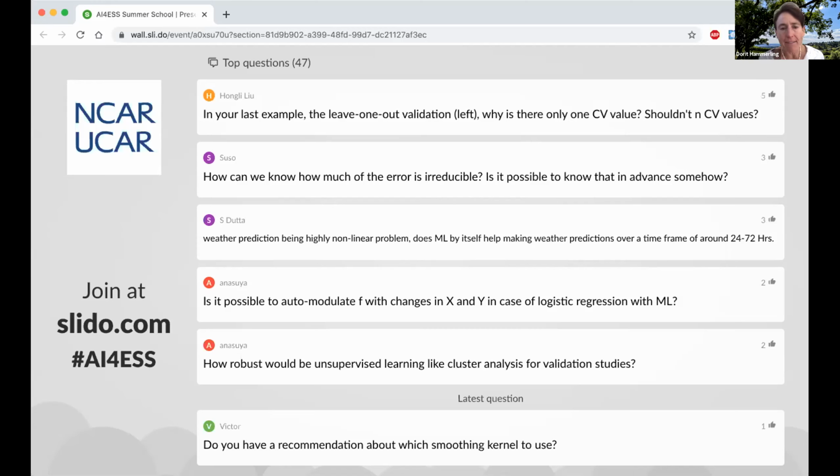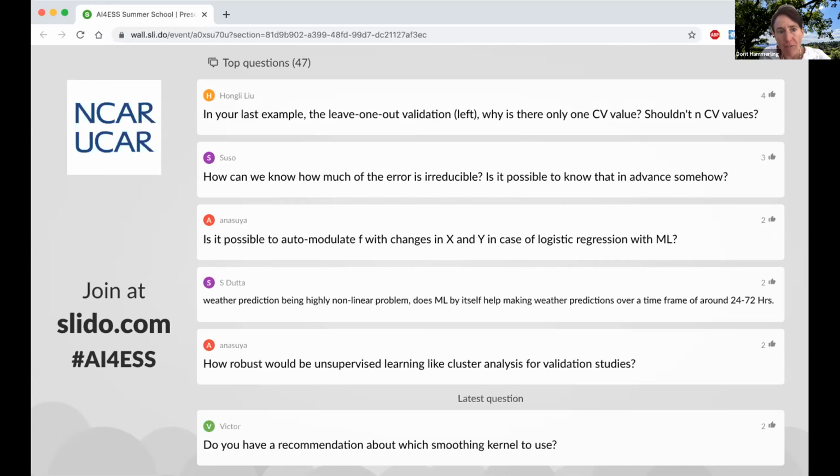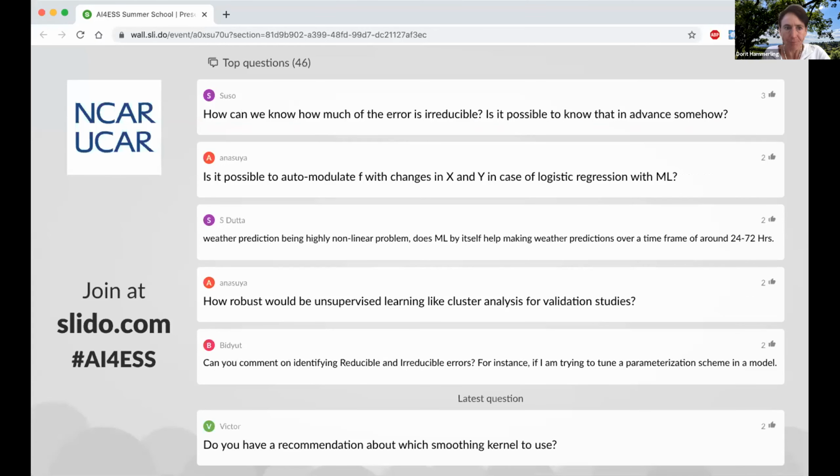In your last example, the leave one out cross validation, why is there only one CV value? Shouldn't there be n CV values? No, there's only one CV value because we average. So we leave one out. Let's say we have 100 data points. For each data point, we get an error, but we take that average over the entire data set. So we get only one value.